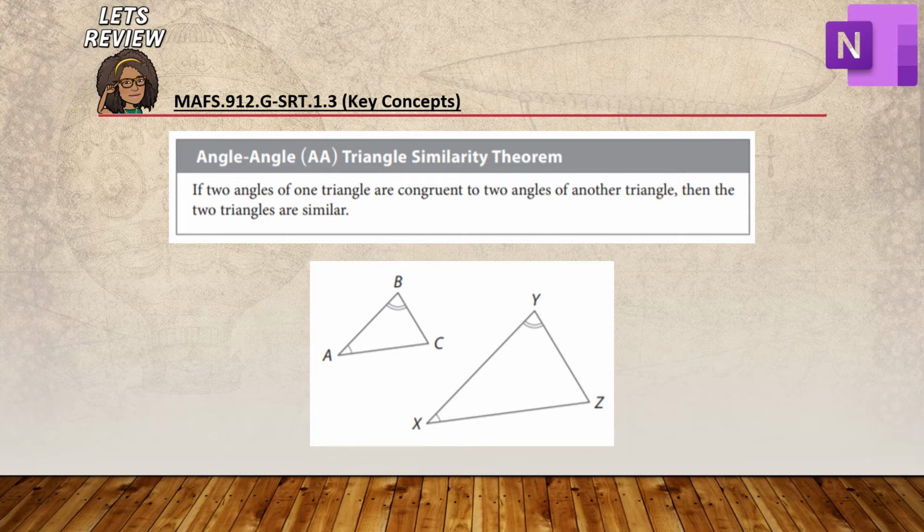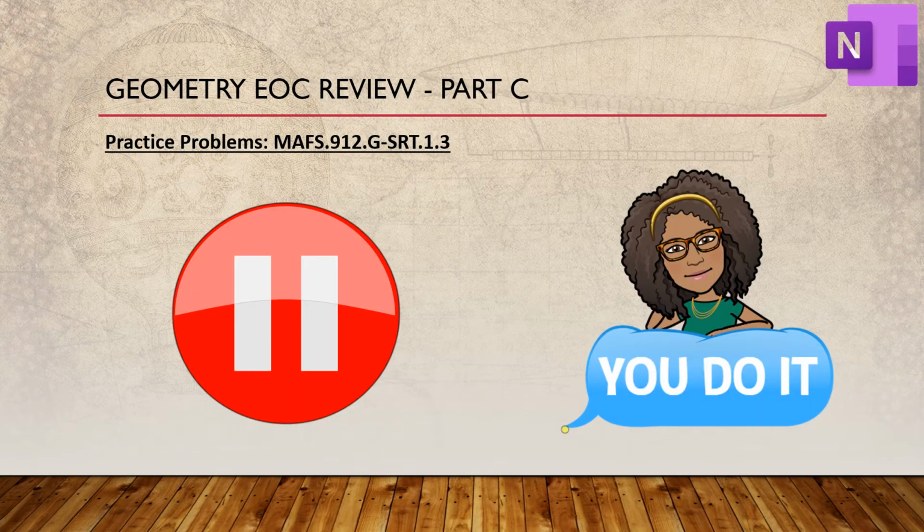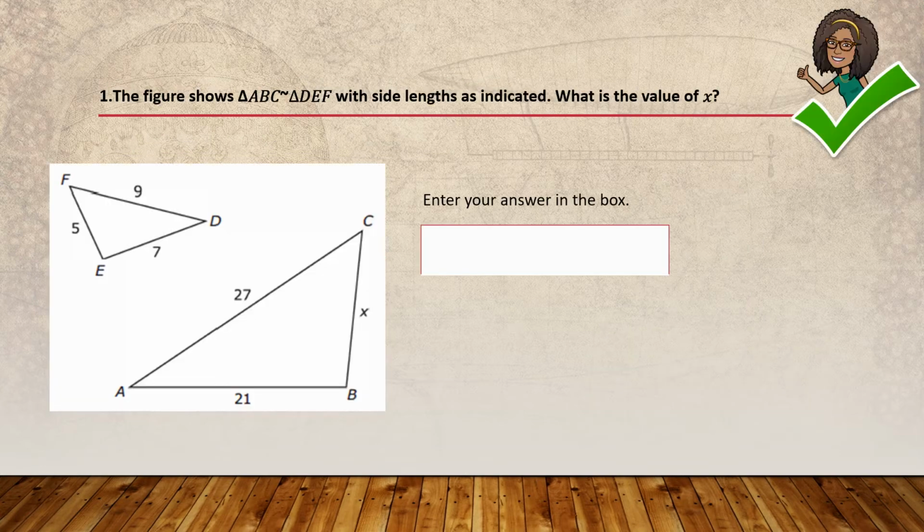All right, let's look at our next standard, GSRT 1.3. This one deals with the angle-angle triangle similarity theorem, where if I can prove that two angles in the triangle are congruent, then I know that the two triangles are in fact similar, and that also applies with their side lengths. If the side lengths are proportional, then we know that those two triangles are similar as well. So take a moment, review that key concept, look at the practice problems, and come back and see how well you did on those two problems.